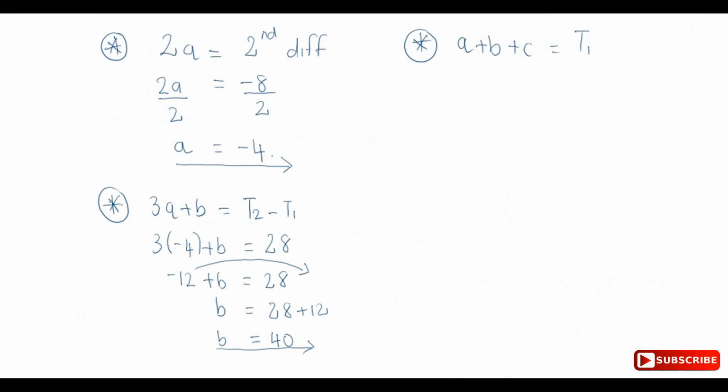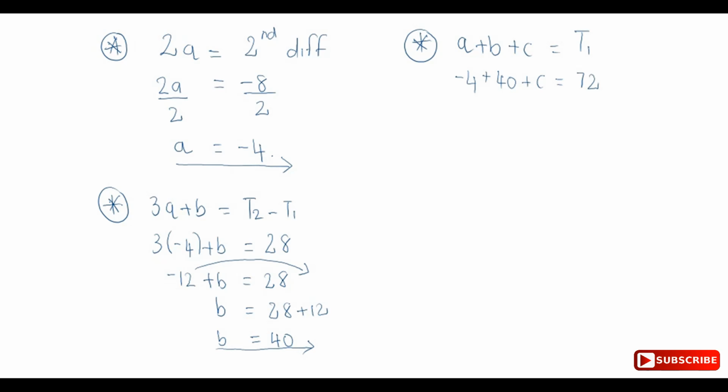We found that our A is equal to -4. We found that our B is equal to 40. We don't know what the C is. We're looking for the C. And our term 1 is equal to 72. So we're going to substitute that 72 in there, and then we are simply going to solve this equation for C.